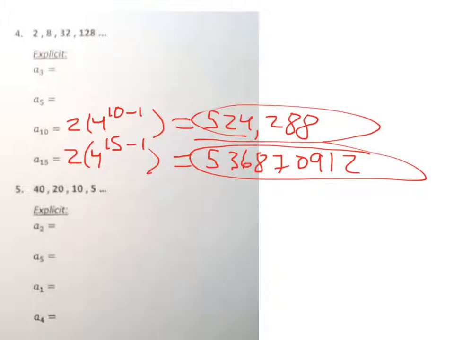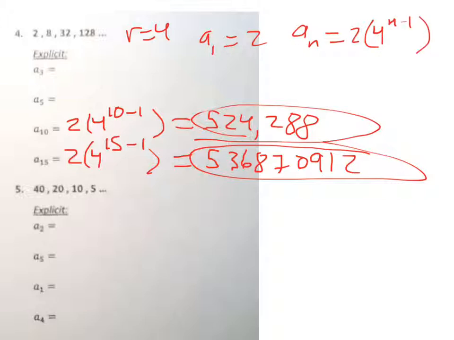So number 4 and 5. On number 4, we start at 2, and it's a pattern of timesing by 4, so your common ratio is 4. Your initial value is 2. And so your function is going to be a sub n is initial value times common ratio to the n minus 1 power. If you look at your notes, it'll give you that. And that's how I got the next two.